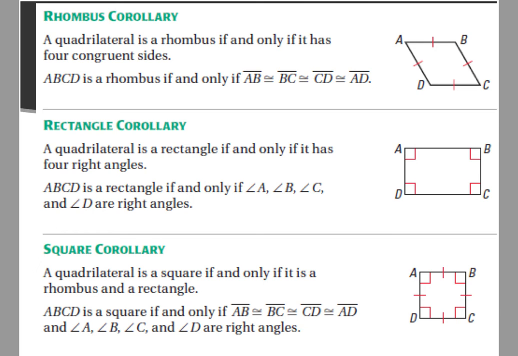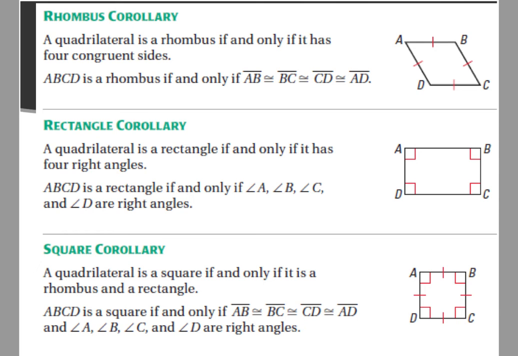The rectangle corollary says the same thing, except it's about right angles. So a quadrilateral is a rectangle if and only if it has 4 right angles. If it has 4 right angles, it's a rectangle. If it's a rectangle, it has 4 right angles. And the square is both. A quadrilateral is a square if and only if it is a rhombus and a rectangle.